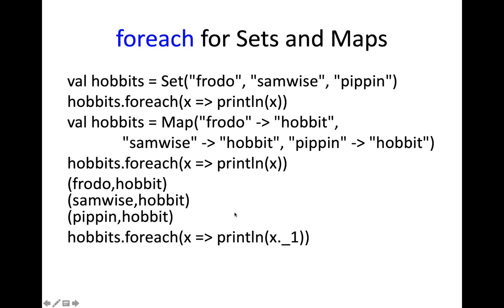Now, if you don't want to print this key value pair, and you want only the first item in the key value pair, that means only Frodo, Samwise, and Pippin, then instead of printing this whole X, which is this key value pair, you can print the first item in this tuple. Remember, we learned this syntax in the context of tuple, right? The first item in the tuple. So the output of this code will be Frodo, Samwise, and Pippin being printed.